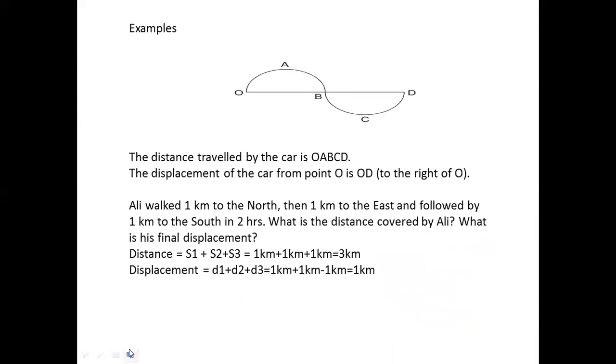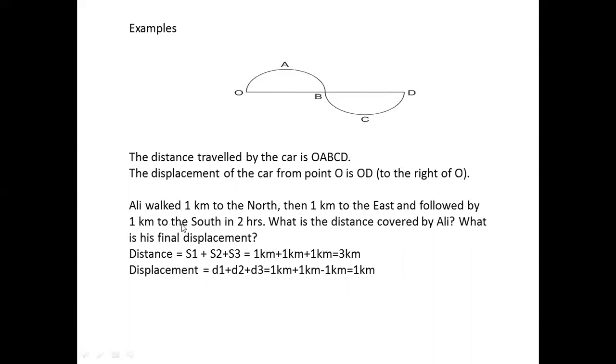Next, we're going to discuss two examples to see how to calculate distance and displacement. In the first example, we need to identify the path which is equivalent to distance and the path which is equivalent to displacement. The path OABCD is equal to distance, whereas displacement is represented by the straight line OD. Since displacement is a vector quantity, we need to specify its direction. Its direction is to the right of starting point O, that is from the starting point O to the ending point D.